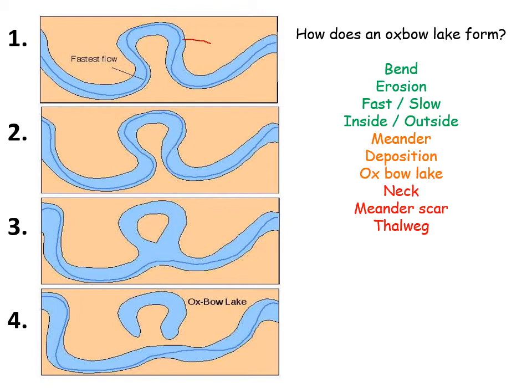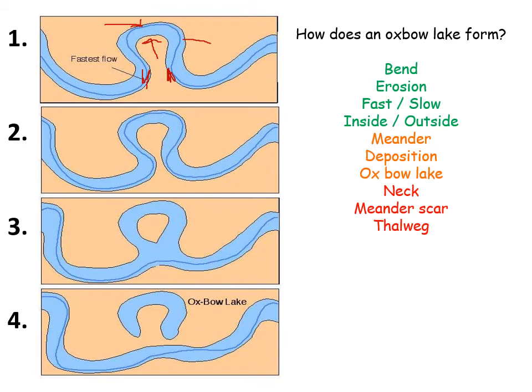So step 1, we know we've got the river here. We've got the thalweg, which is the strongest part of the river flow. And obviously it's flowing strongest on the outside of the bend. So that is where erosion is going to take place. Deposition is going to take place on the inside of the bend. And obviously here and here are 2 points where the erosion is taking place, and they're quite close to each other. And that is where our oxbow lake is going to start to form.